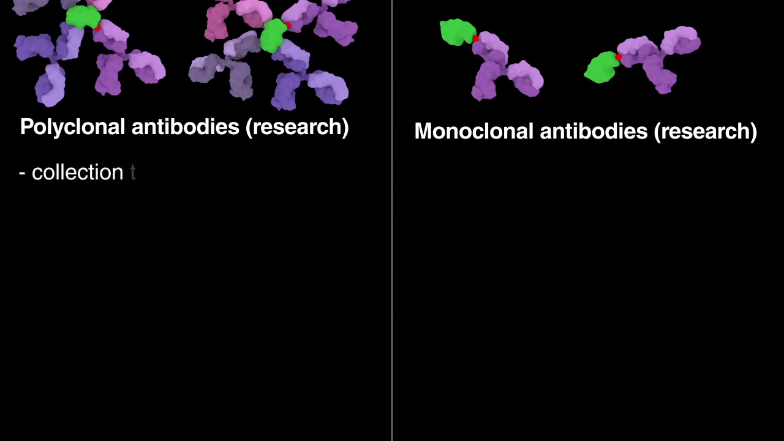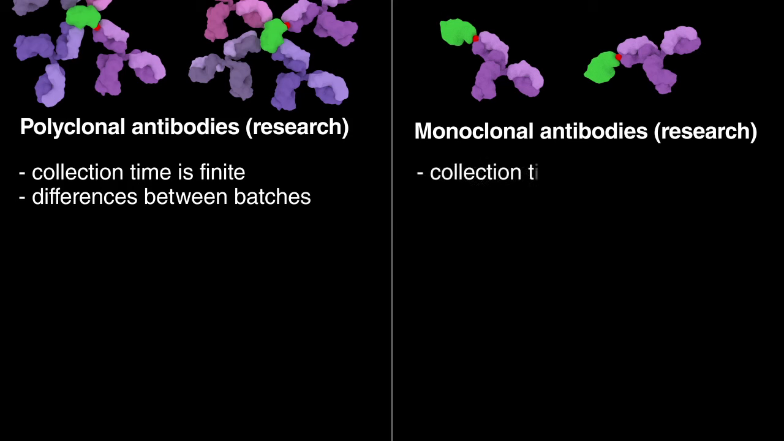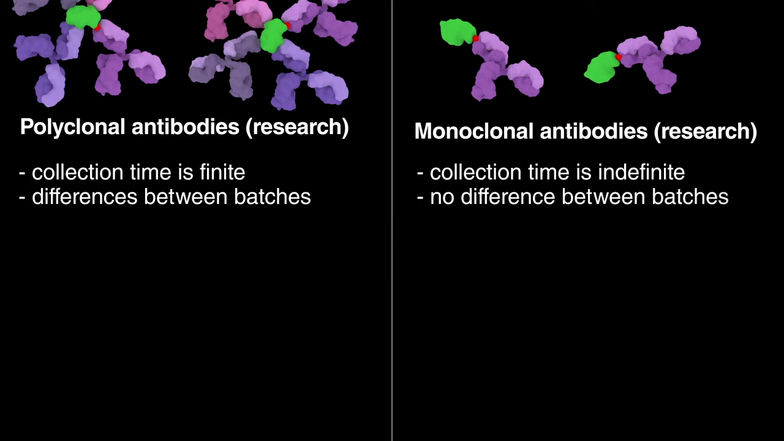Long-term production of polyclonal antibodies requires the use of multiple individual animals, resulting in differences between different batch preparations. In contrast, monoclonals can be continuously produced from a clonal cell population and are less subject to changes.